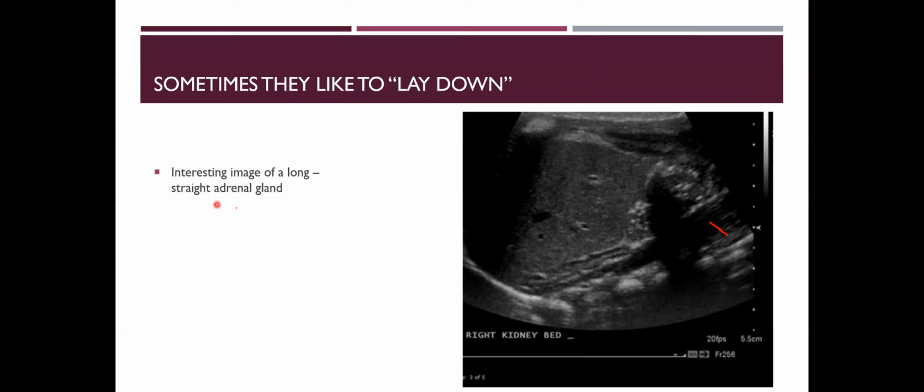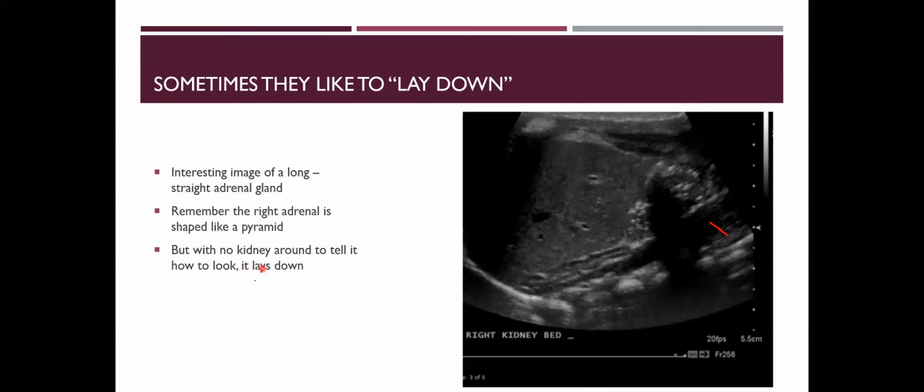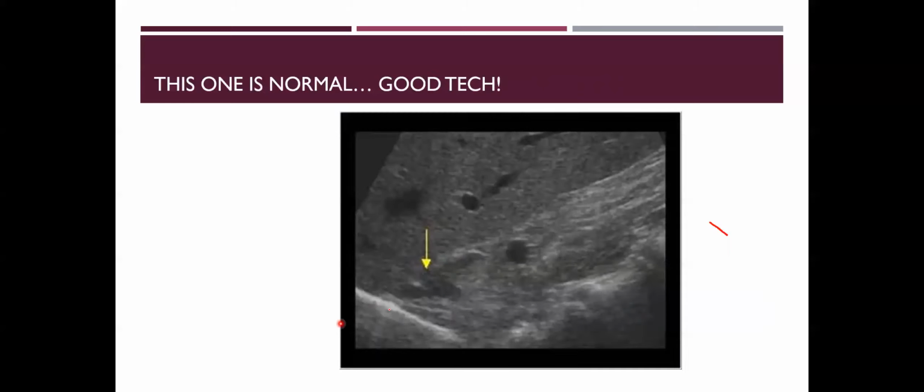Interesting image of a long, straight adrenal gland. Remember, the right adrenal is shaped like a pyramid, but with no kidney around to tell it how to look, it lays down. So that's a sign, and we could see that in utero as well. You can see that the kidney is not there. Kind of like a single guy, he's just laying there. He doesn't know what else to do with himself.